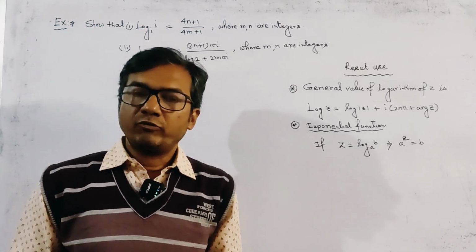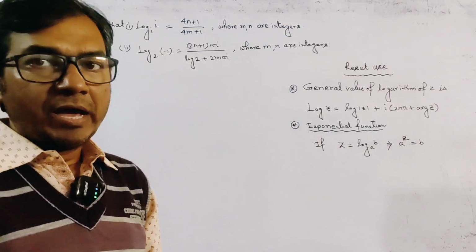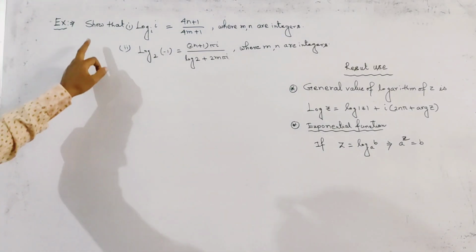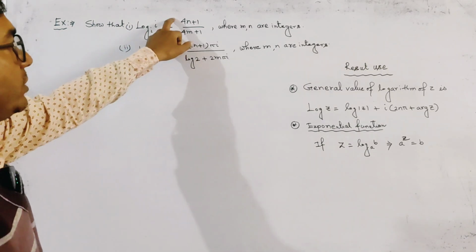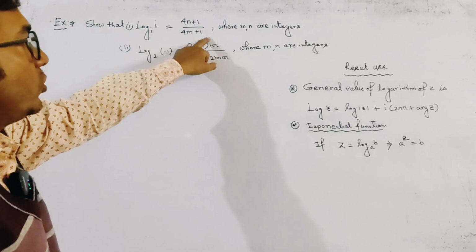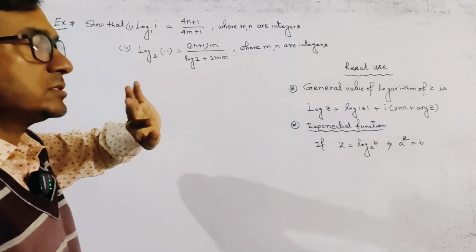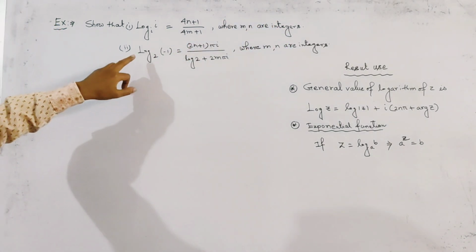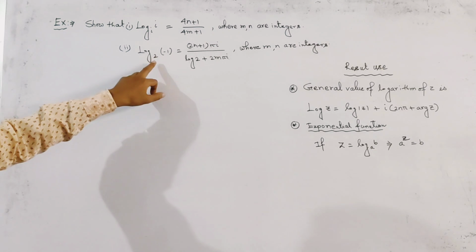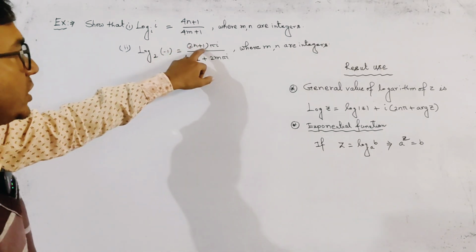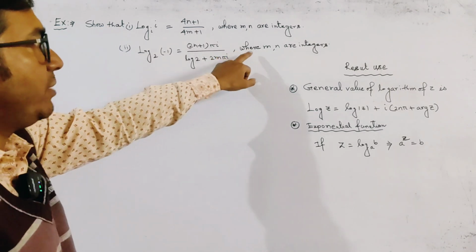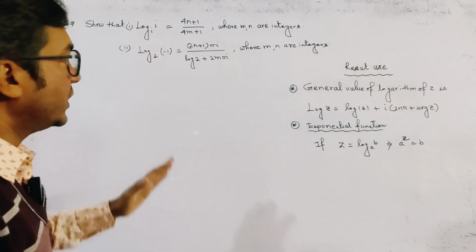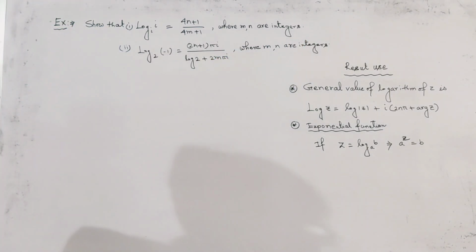Today's problem is from complex numbers. We have to prove that Log i base i is equal to (4n+1)/(4m+1), where m and n are integers. Also we have to prove that Log(-2) base 2 is equal to (2n+1)πi/log 2 + 2mπi, where m and n are integers. Here two problems we have to prove.